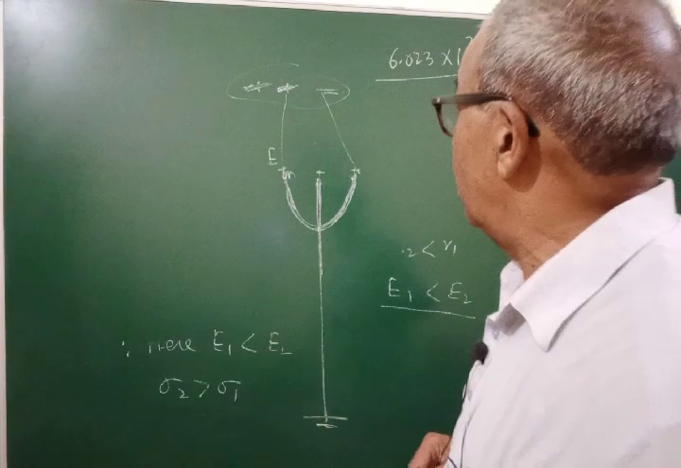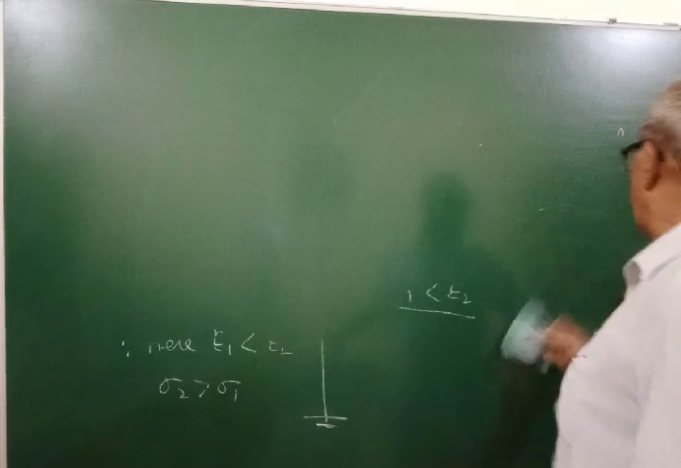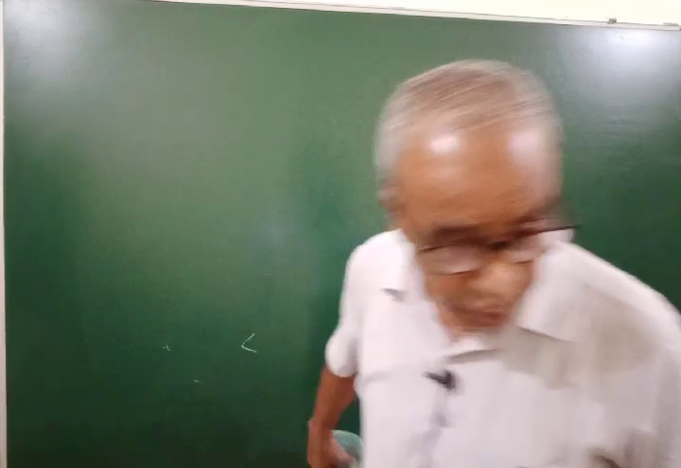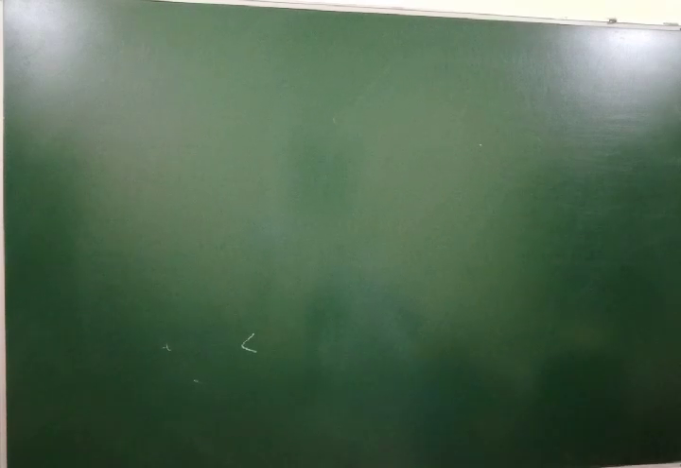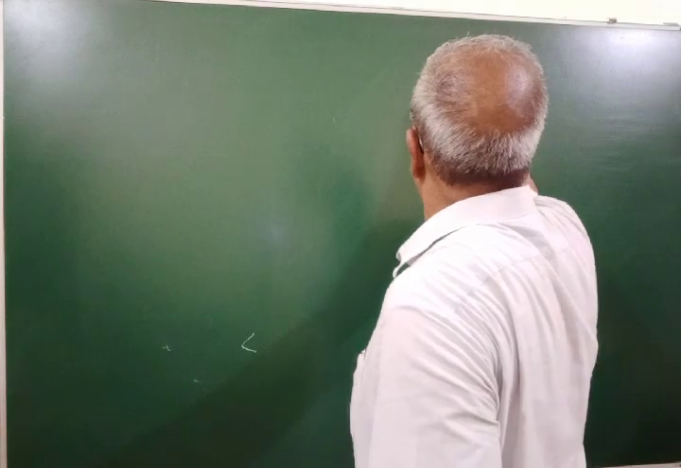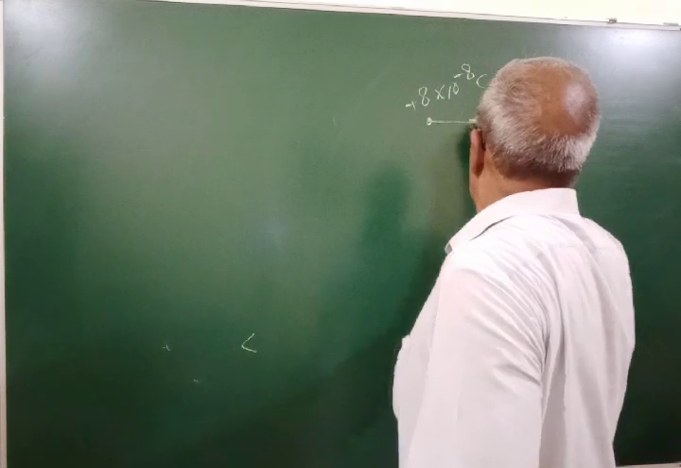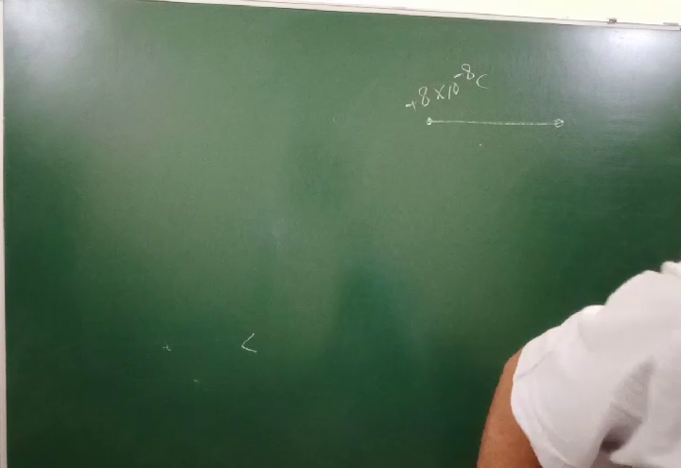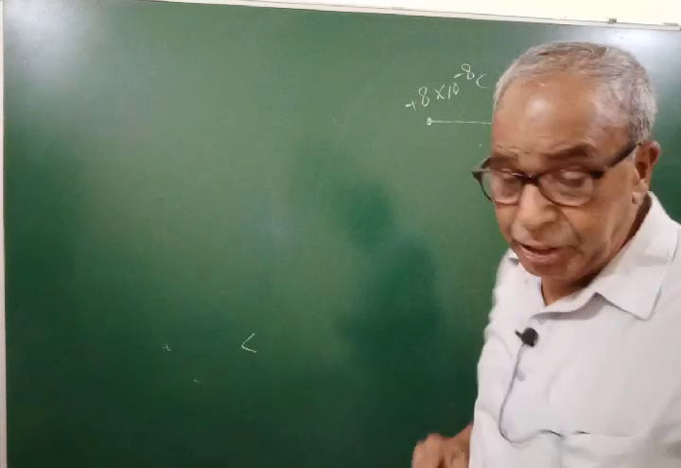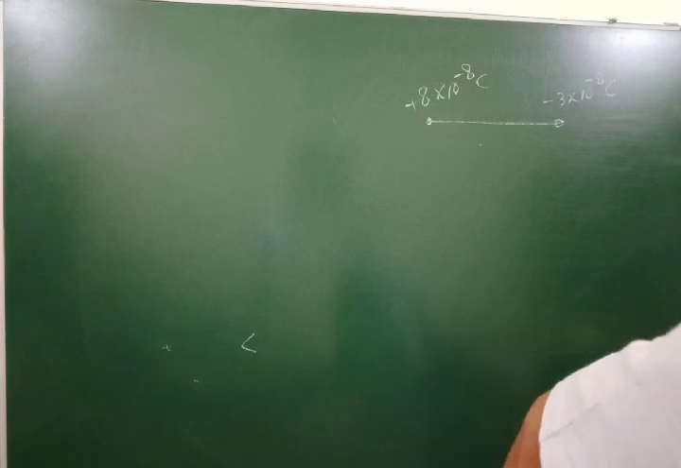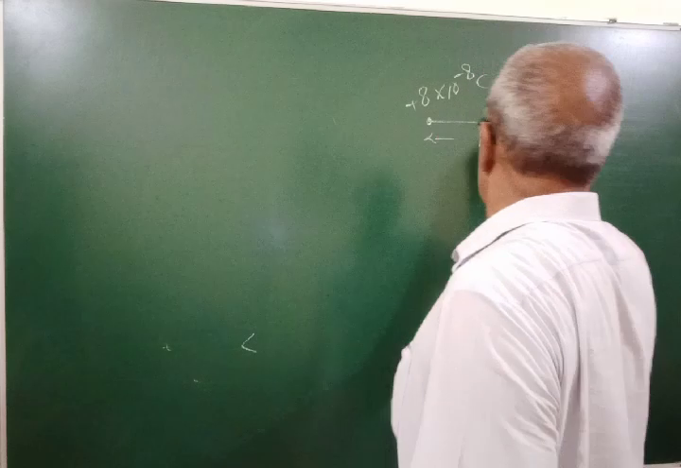Now there is a question in our book, a simple one. Now I come to some simple question here. Two point charges, plus 8 into 10 to the power minus 8 coulomb positive charge, and minus 3 into 10 to the power minus 8 coulomb charge, are placed 16 centimeter apart. 16 centimeter is the distance between, suppose, points A and P.